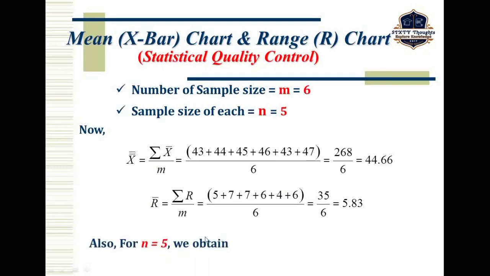Next, I am going to write the A2 constant value. For n equals 5, we obtained A2 equal to 0.577 by using the statistical table value. Already we know how to write this value by using step number 1. So, substitute X double bar, R bar and A2 in equation number 1.